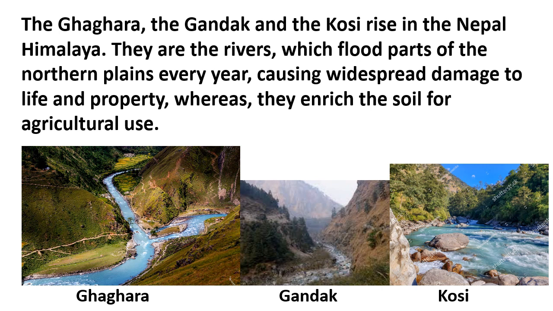The Ghaghara, the Gandak, and the Kosi rise in the Nepal Himalaya. They are the rivers which flood parts of the northern plains every year, causing widespread damage to life and property, whereas they enrich the soil for agricultural use.